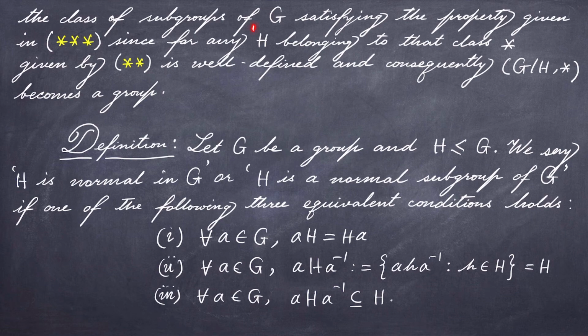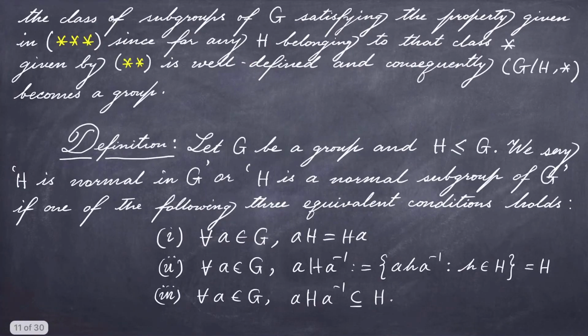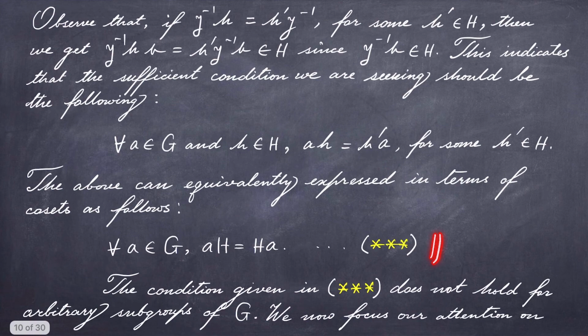Therefore, the subgroups H for which this property holds actually deserve a special place in the theory. That leads us to the definition of normal subgroups. A subgroup H is said to be normal in G if it satisfies one of the following three equivalent conditions. The first condition is just what we have seen here.